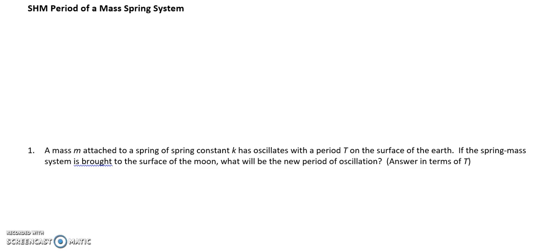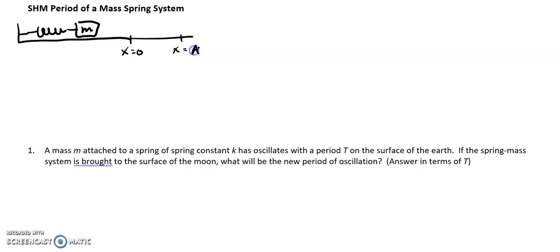Okay, we are now going to talk about how to find the period of a mass spring system for an object undergoing simple harmonic motion. So imagine we have a mass attached to a spring, and I'm going to go ahead and draw it oscillating side to side. So this is some mass, and it is oscillating. Let's call this x equals 0. This is its max point, and this is its min point.